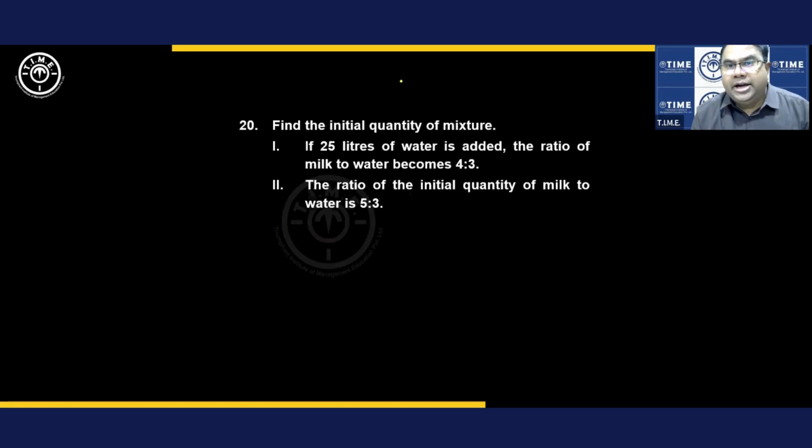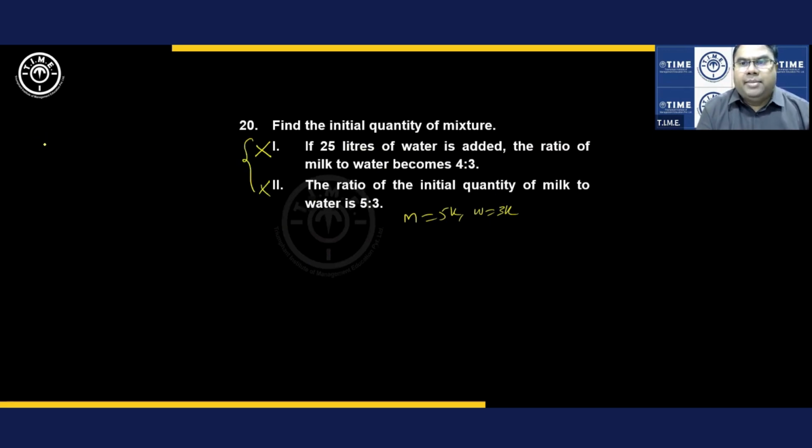Find the initial quantity of mixture. Right. 25 liters of water is added. The ratio of milk to water. Okay. After adding 25 liters, it is 4:3. Initially, how much we don't know. So we cannot answer from first statement. Ratio of initial quantity of milk and water is 5:3. So milk 5K, water 3K. We cannot answer from this because we don't know constant.